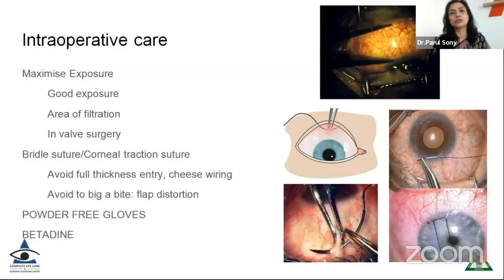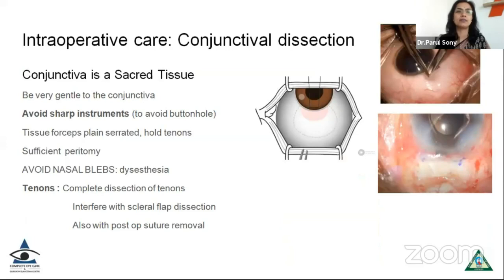But with corneal traction suture, be careful that it should not be a full thickness, it should not enter into the anterior chamber, or it should not have a superficial bite which can lead to cheese wiring, and avoid too big a bite because this can also lead to distortion of the scleral flap.